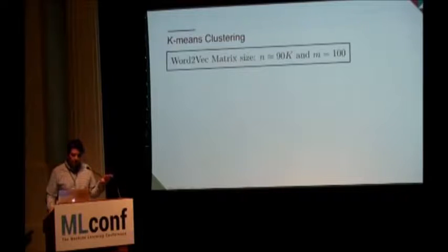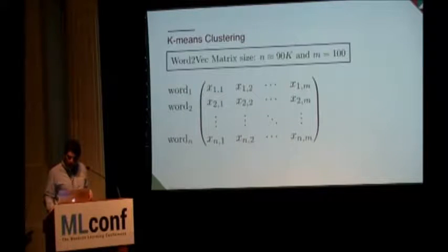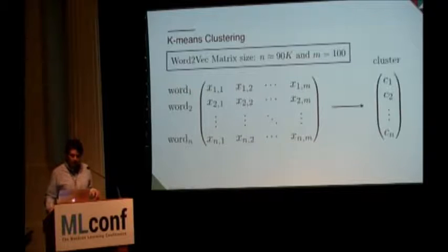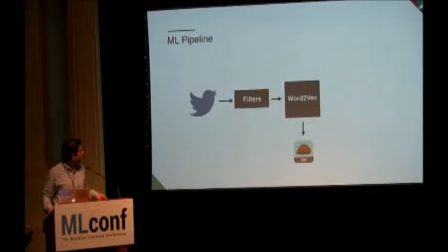And on top of this matrix, of course, each of the rows of the matrix is associated to each of the words in my dictionary. So I applied k-means clustering, and I got a label for each of my words. And these are the 2 machine learning algorithms that I used.